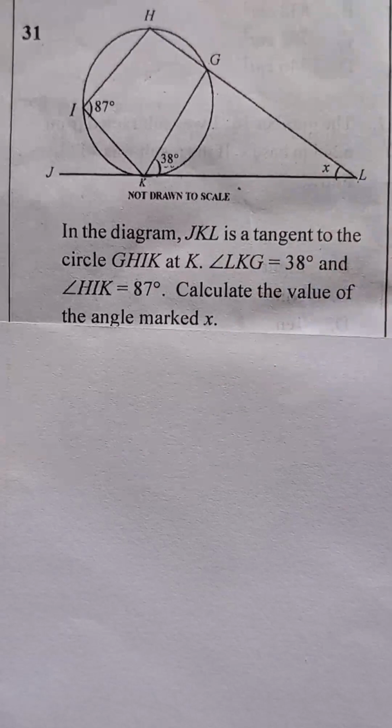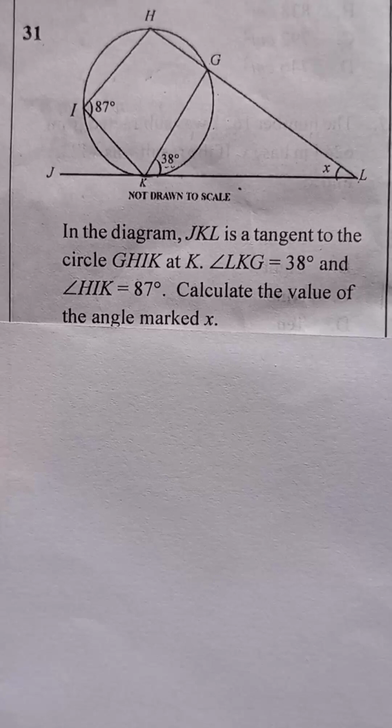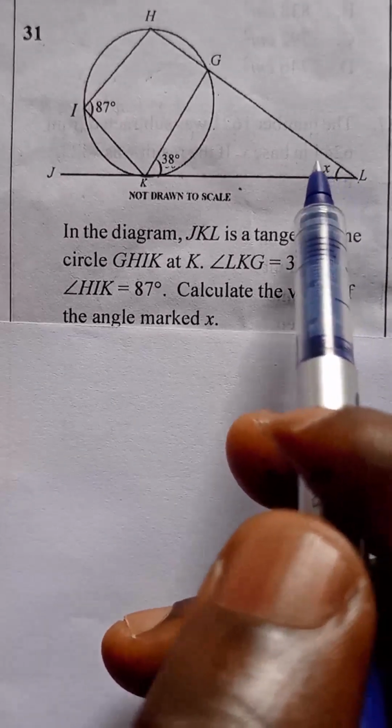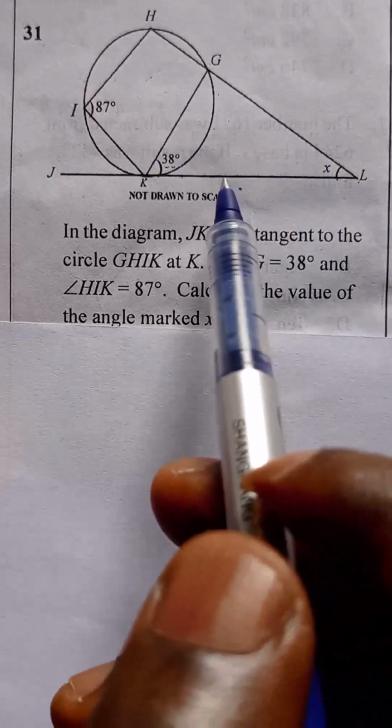Let's get started. Question number 31 is very similar to question number 30. You can check it on the channel, the way we solve it. So it's very simple and straightforward. Here, we are to find angle X in the diagram. This is the angle X that we are asked to find. We did similar things on question number 30.